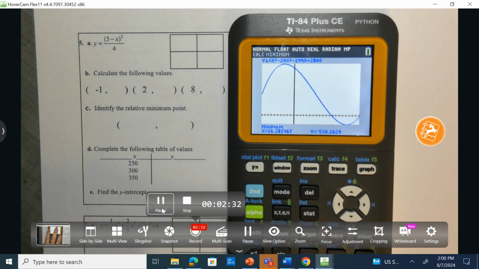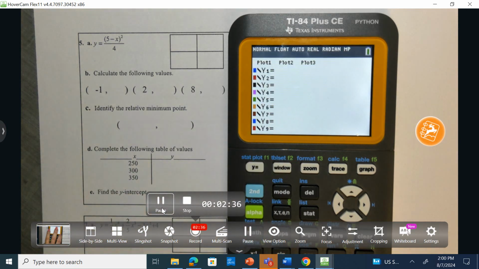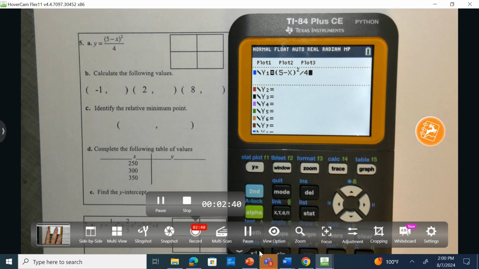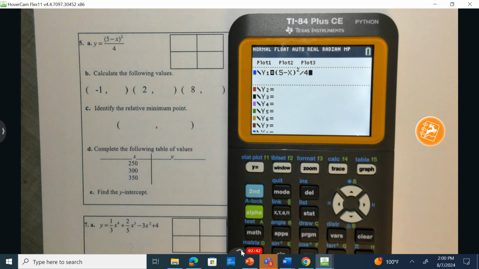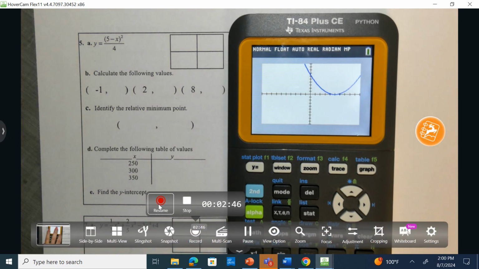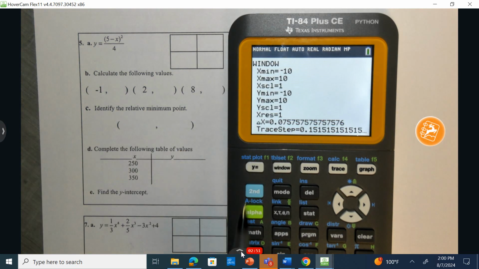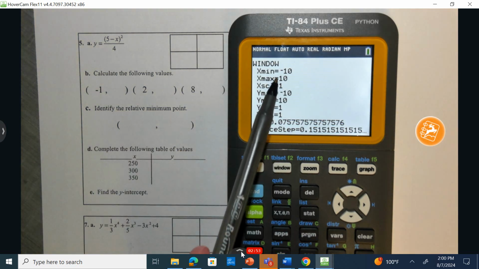I'm going to clear the calculator. Again, second plus 712. It's going to say RAM cleared. I'm going to press pause, and I'm going to type this in. So I've typed it in, and now it is time to graph it. Let's read through this here. It says, all right, so right now it is in the standard window mode. So if I go up to Windows, you can see my X's, the minimum and the max.